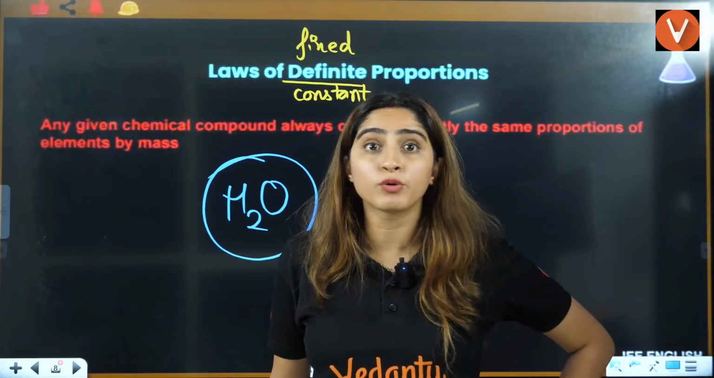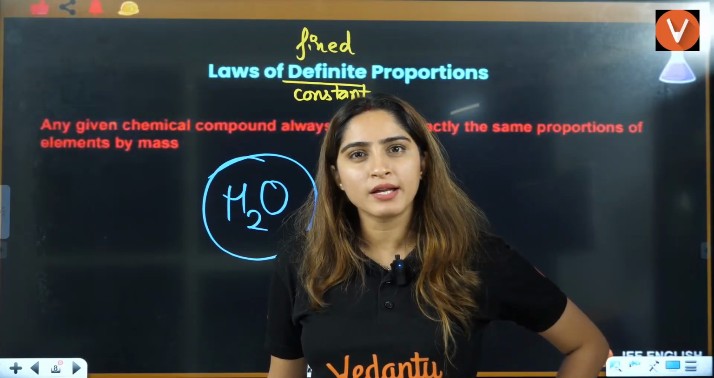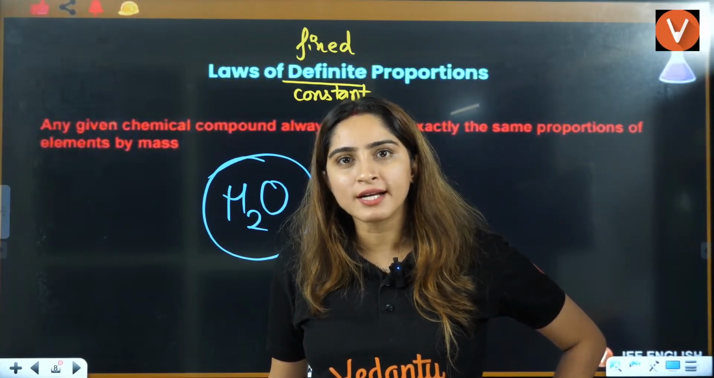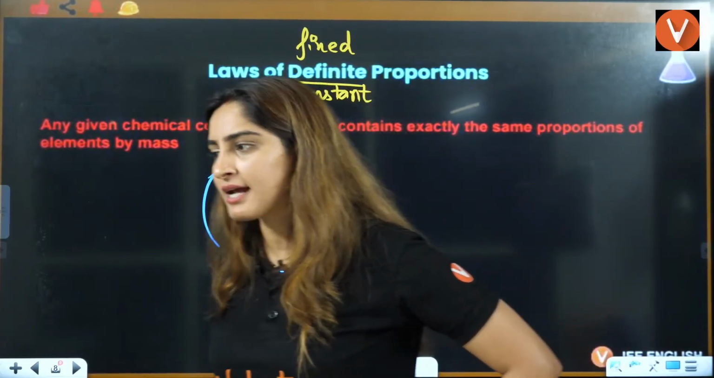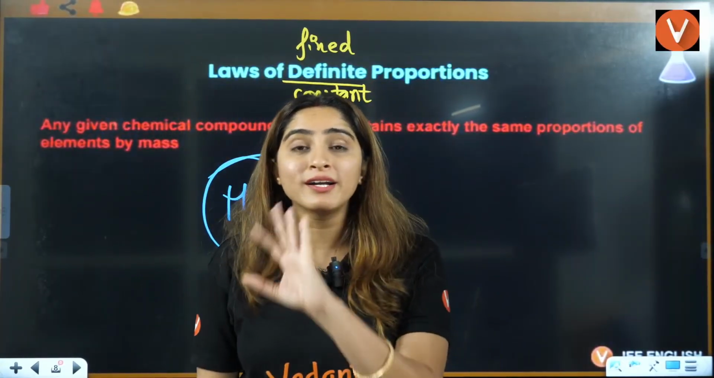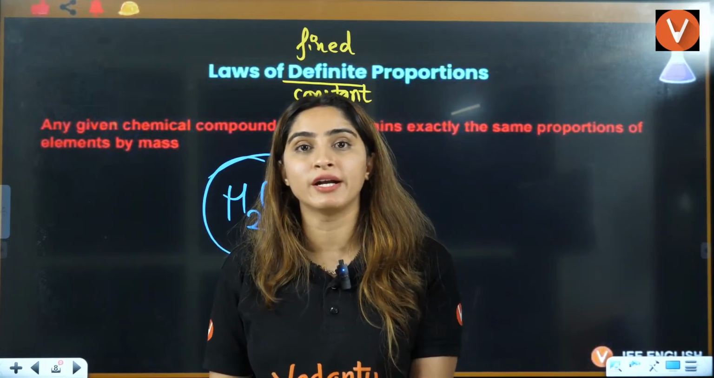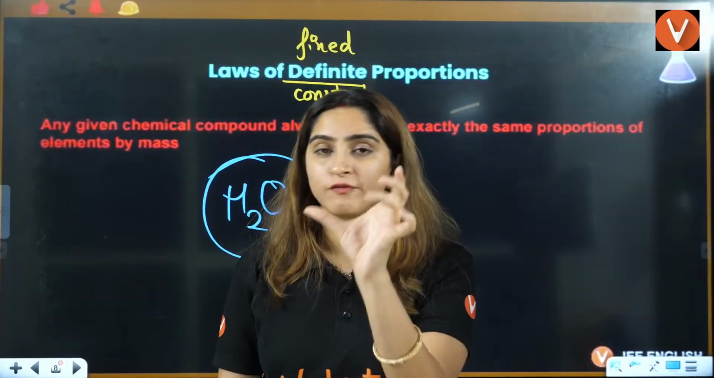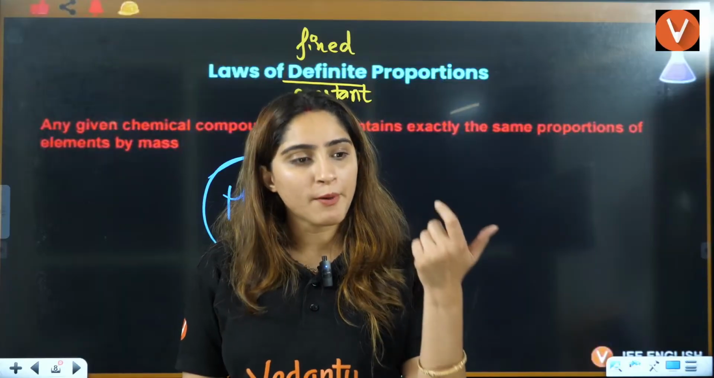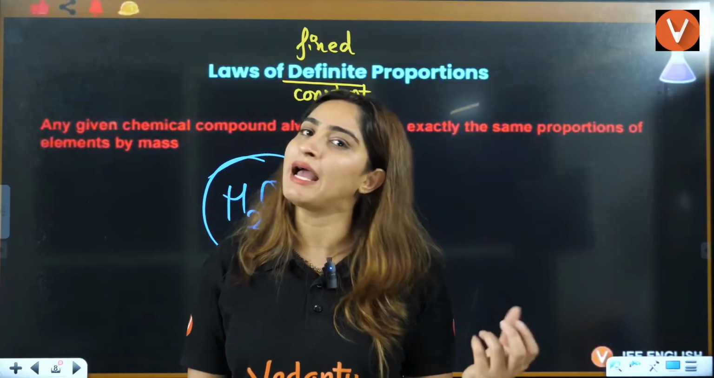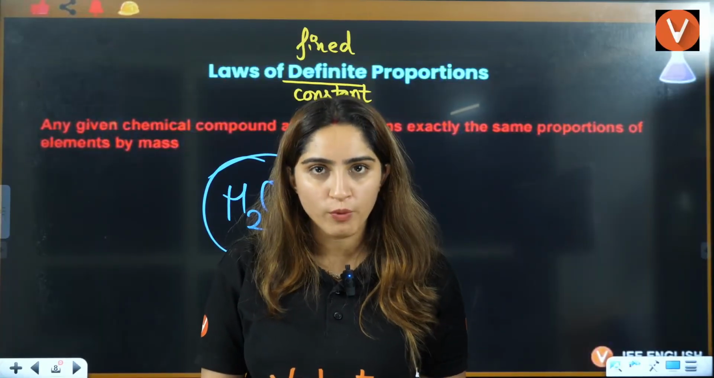Someone is drinking water from the ocean. Someone is drinking water from the lake. Someone is drinking water from a different city, a different state. So are these formulas of water different? No, right? The impurities can be different, the minerals can be different, but the formula of water will be the same. That is H2O throughout the world. A very poor person is also drinking the formula H2O, and a very rich person is also drinking the formula H2O.